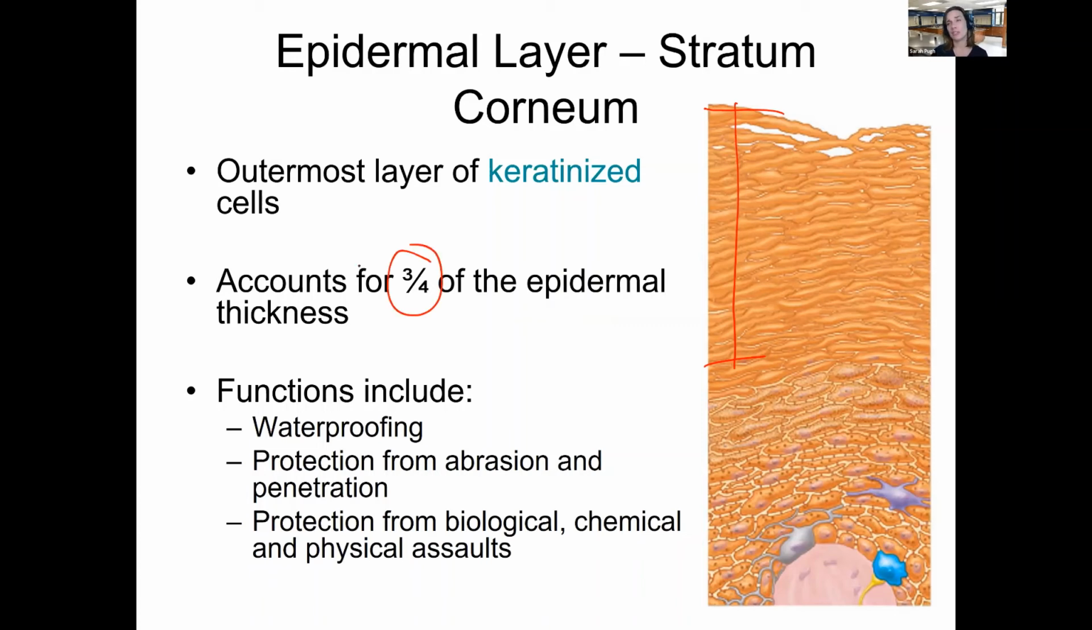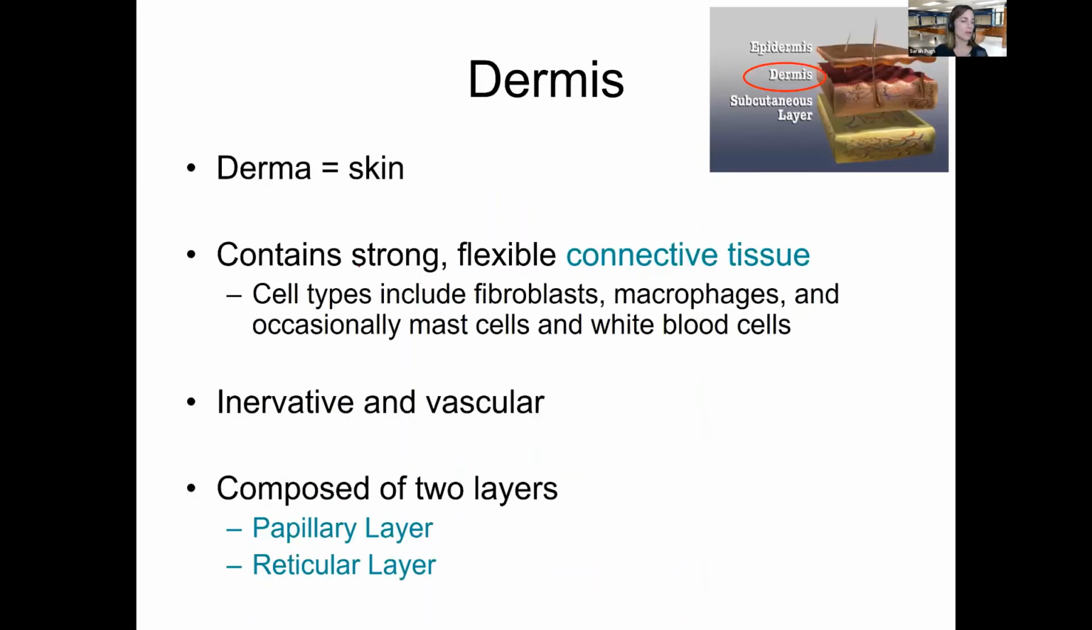And it has a lot of functions. Because it's all dead, it's great at protection. It's got waterproof protein in there, so it is a waterproof coating. It protects from abrasion, wear and tear, and chemical and biological assaults. So having this stratum corneum is so important, and the thicker it is, the more protective your skin is. All right, so that is our epidermis. Everything that we just talked about is just this tiny little layer at the very, very top, all those cells, all those layers. Your epidermis has 4 or 5 layers depending on how thick your skin is.